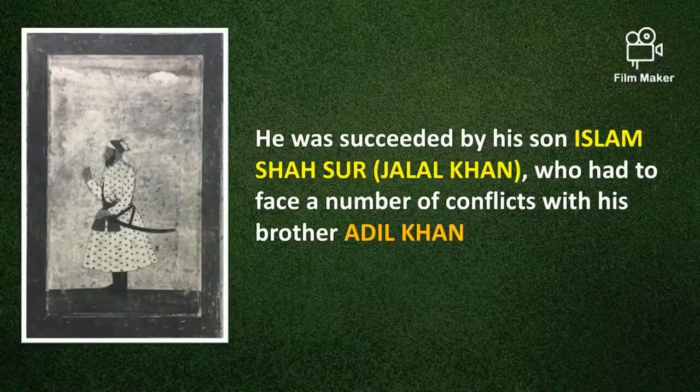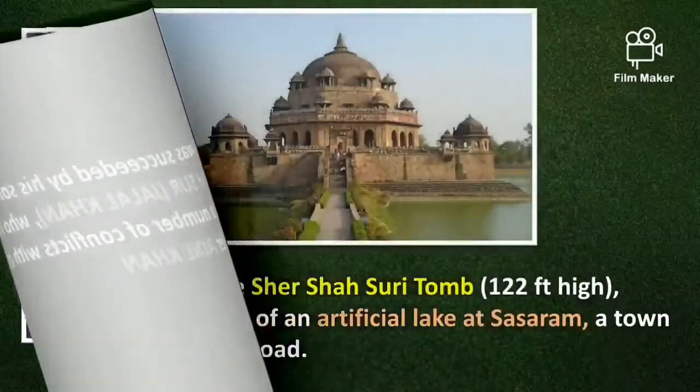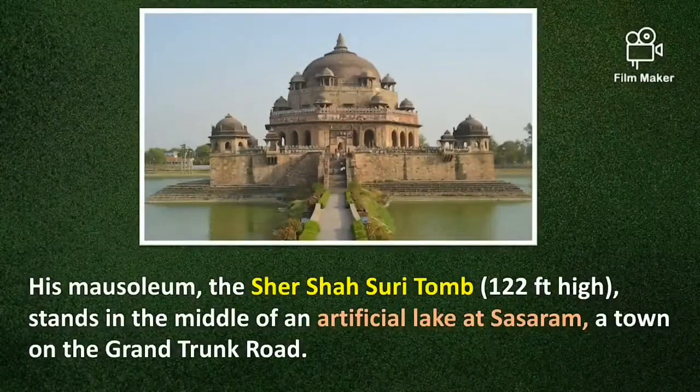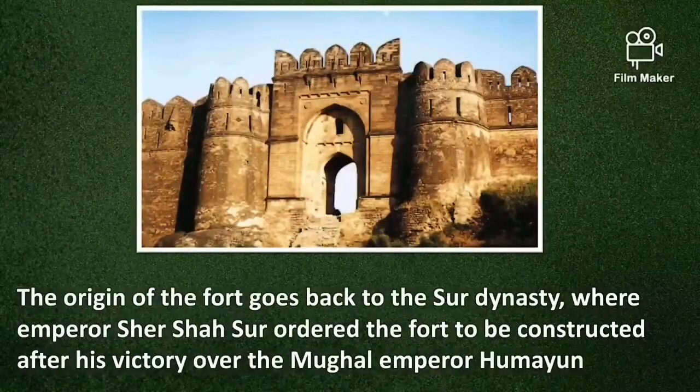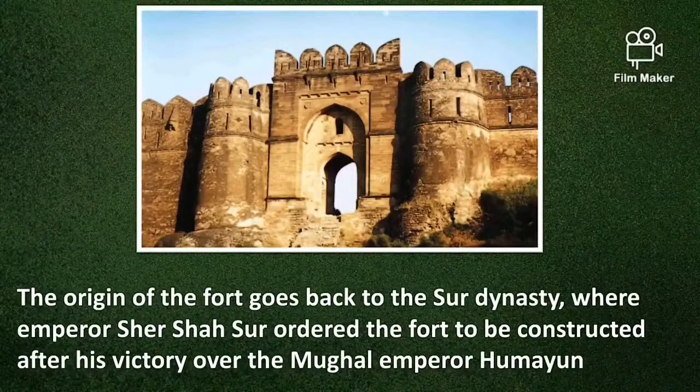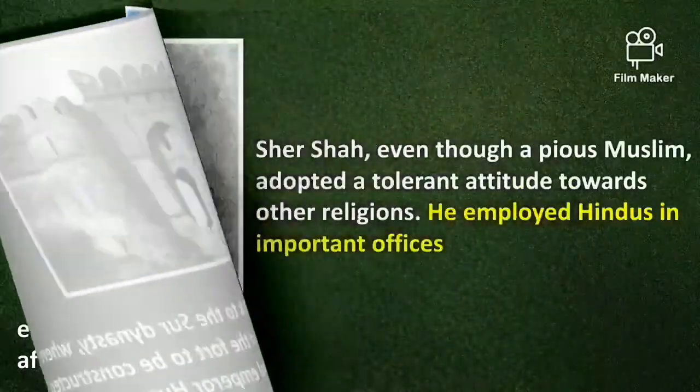You know, Sher Shah Suri was also remembered by different tombs which he built. Sher Shah Suri's tomb stands in the middle of an artificial lake at Sasaram, a town on the Grand Trunk Road. Not only this, a beautiful fort was also built. When he came back, due to the victory he received, he ordered the fort to be constructed after the defeat of Mughal Emperor Humayun. So this beautiful fort was also built.